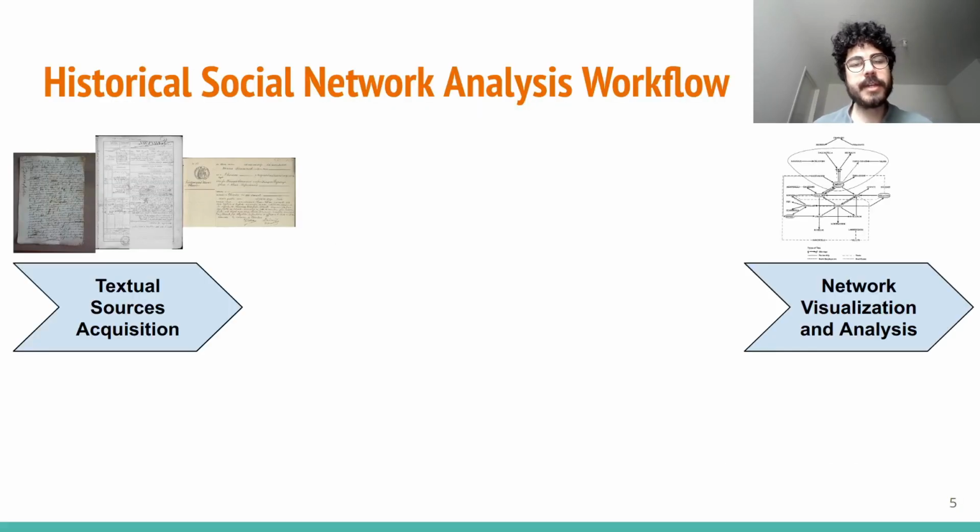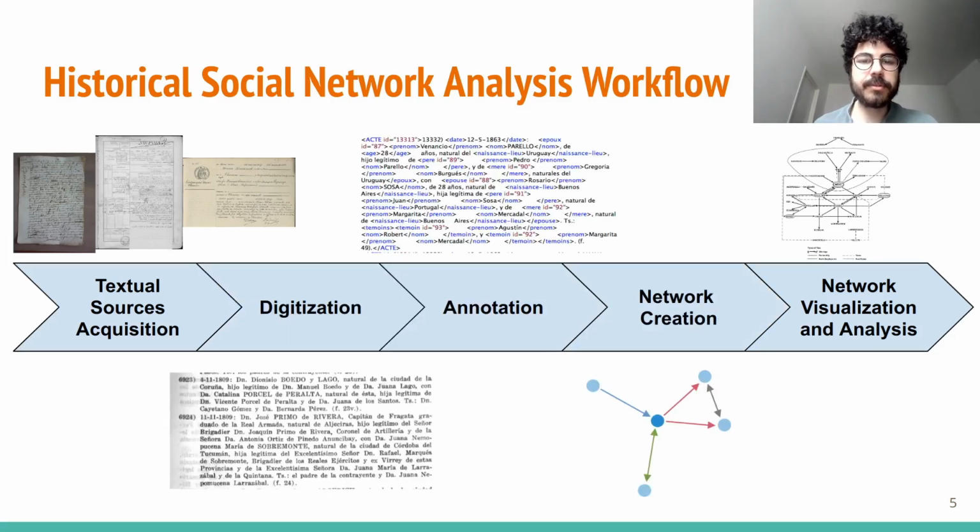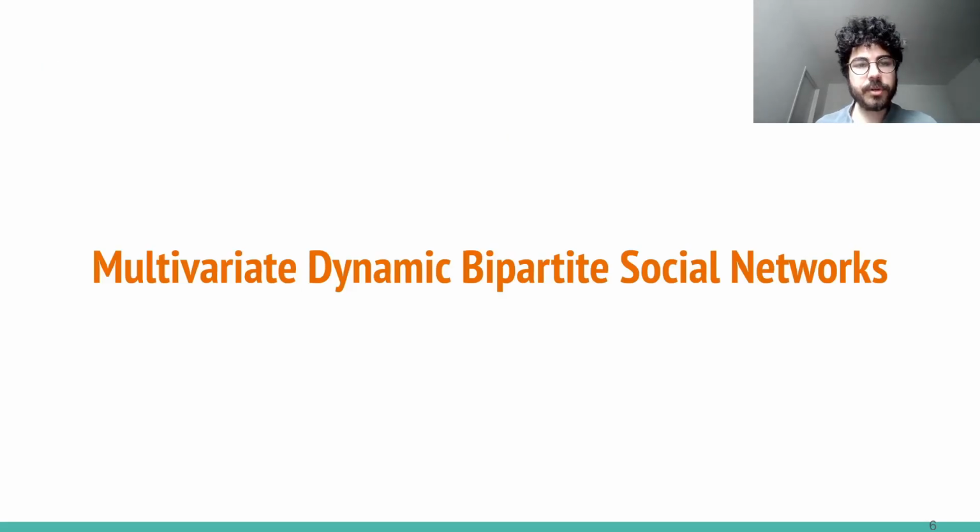However, creating a network from the documents is a long and tedious process and requires several processing steps. They first have to digitize the document's content, annotate and encode the relevant information, and model it in a network structure. Several network models exist and are used, but each have advantages and drawbacks. In this work, we modeled the historical documents as multivariate, dynamic, bipartite social networks. So what are they and why are they efficient for modeling historical documents?